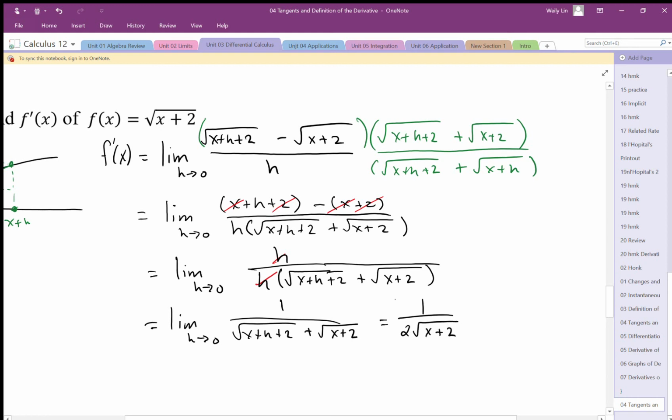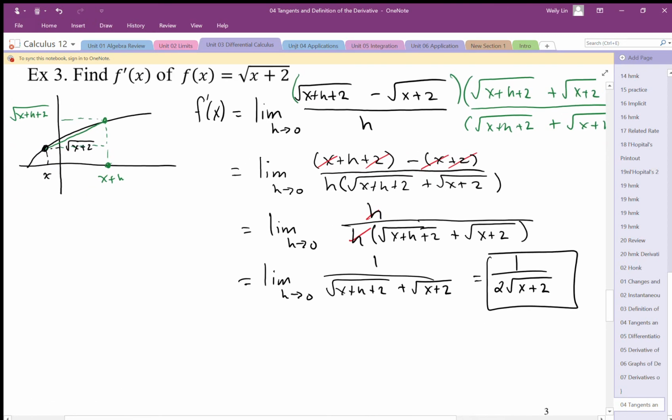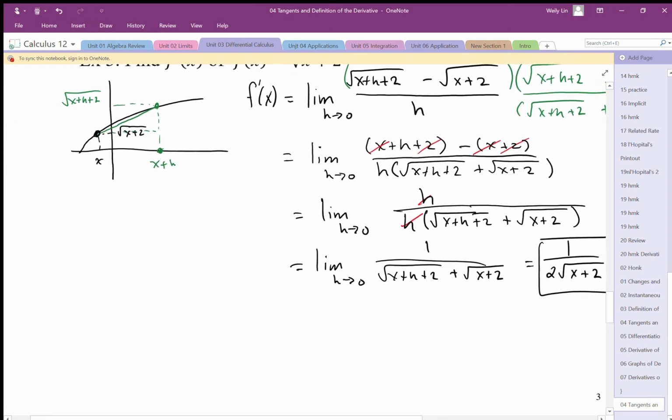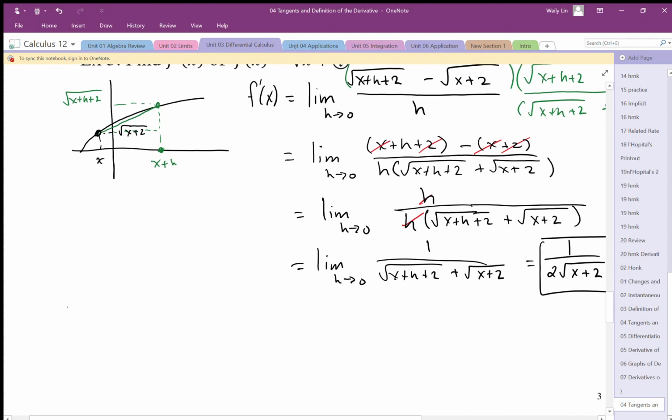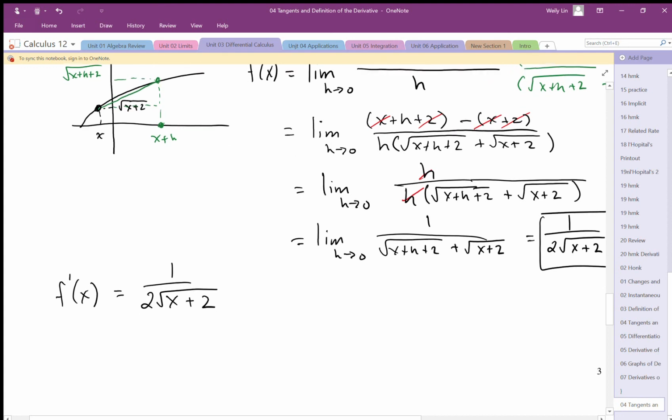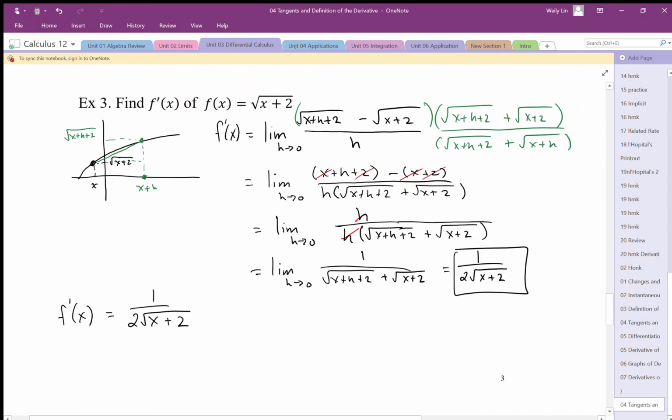So there it is. The derivative, or the slope function that calculates slope on square root of x plus 2, is going to be 1 over 2 square root of x plus 2. So we'll just write it out here. F prime of x is equal to 1 over 2 square root of x plus 2. So there's the process of finding a derivative.